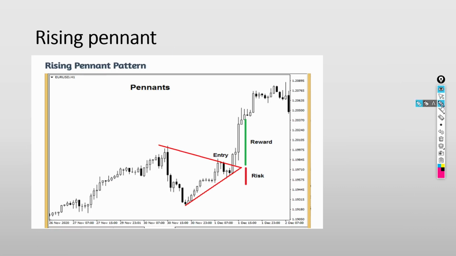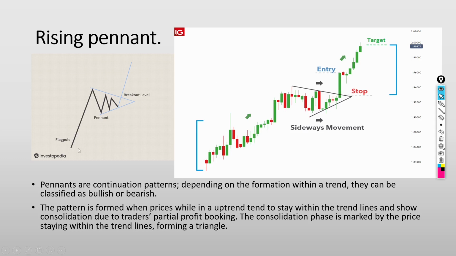So we have the rising peanut. I want you to look at it and memorize it very well. A rising peanut occurs in an uptrend, and it is a continuation pattern. It looks like a flag like this, and then the price tries to drop. It goes to drop, then breaks the upper line and then continues.